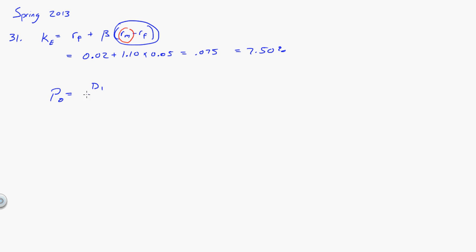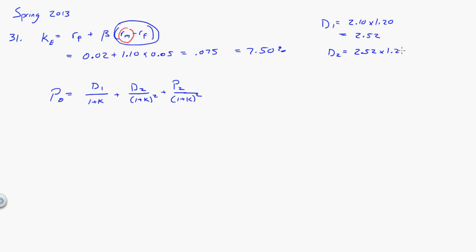So if it's 2 years to constant growth, it's D1 over 1 plus K plus D2 over 1 plus K squared plus P2 over 1 plus K squared, not cubed, but squared. All right, so D1 is equal to D0, which is $2.10 times 1.2, which is $2.52. D2 is equal to D1, 2.52 times 1.2, which is equal to $3.024.